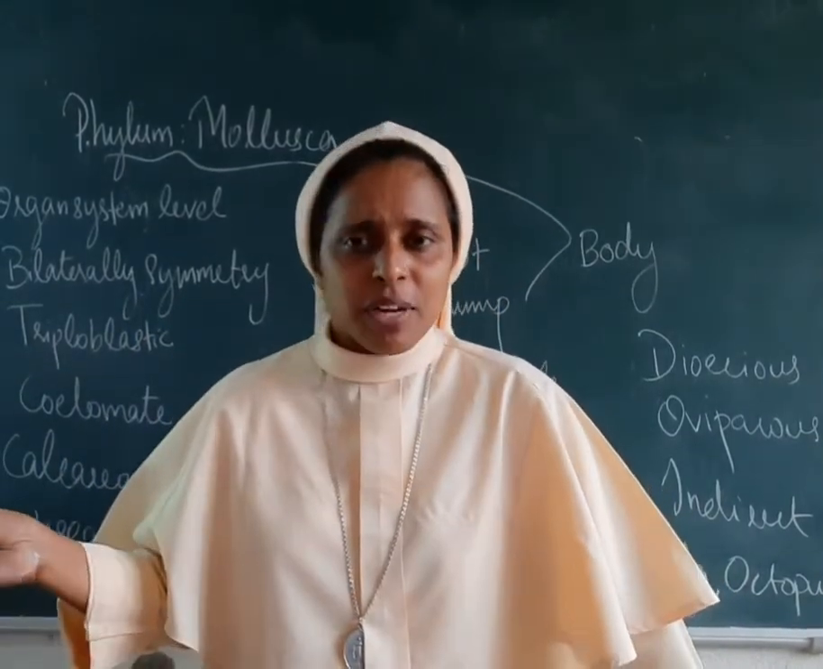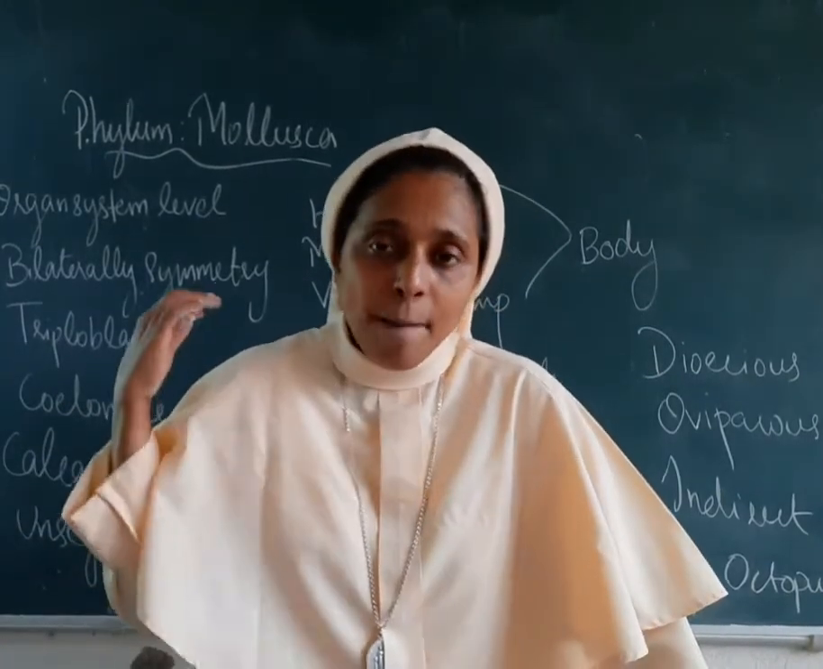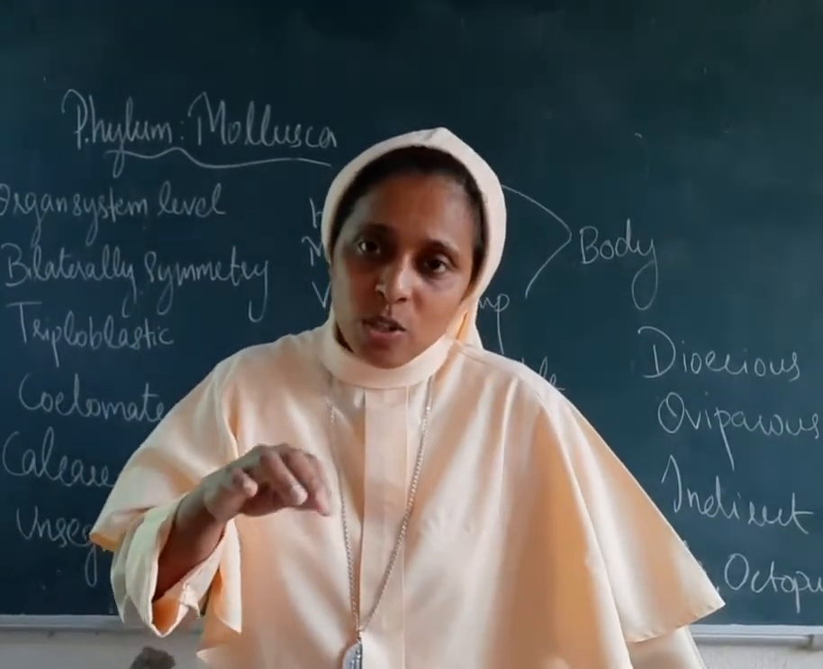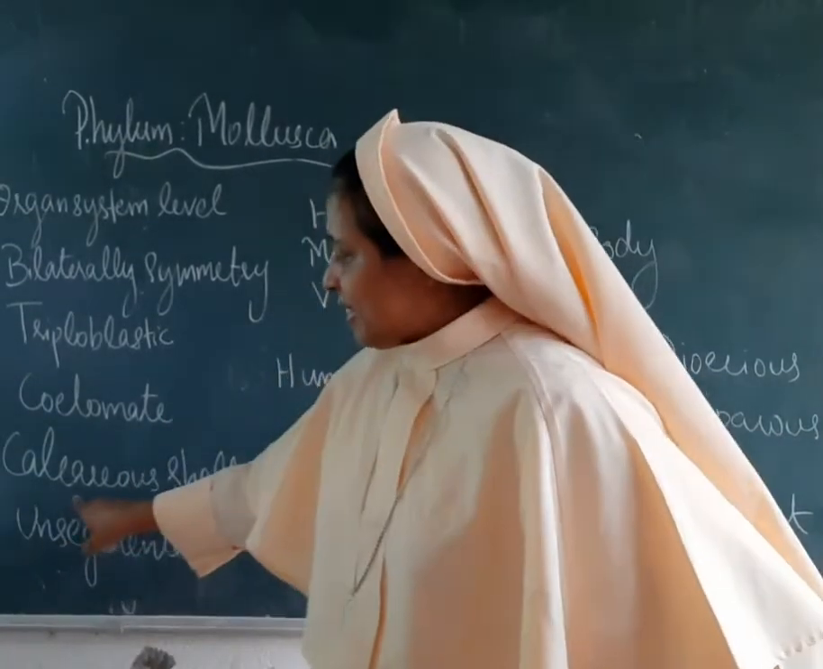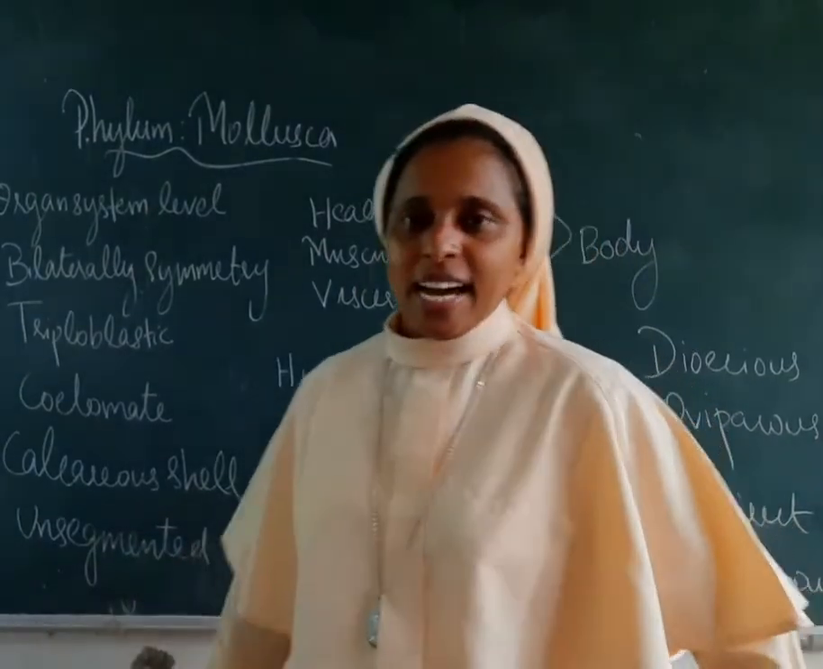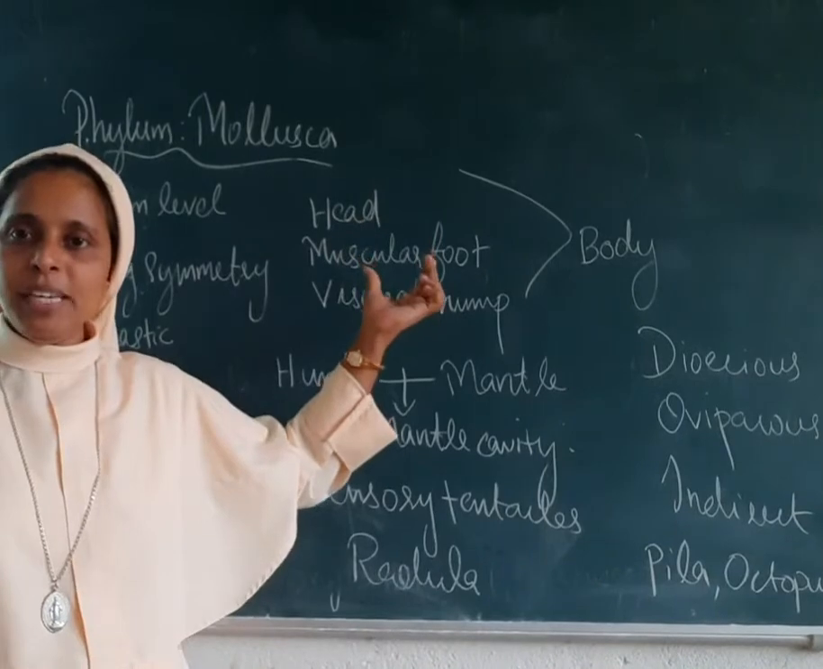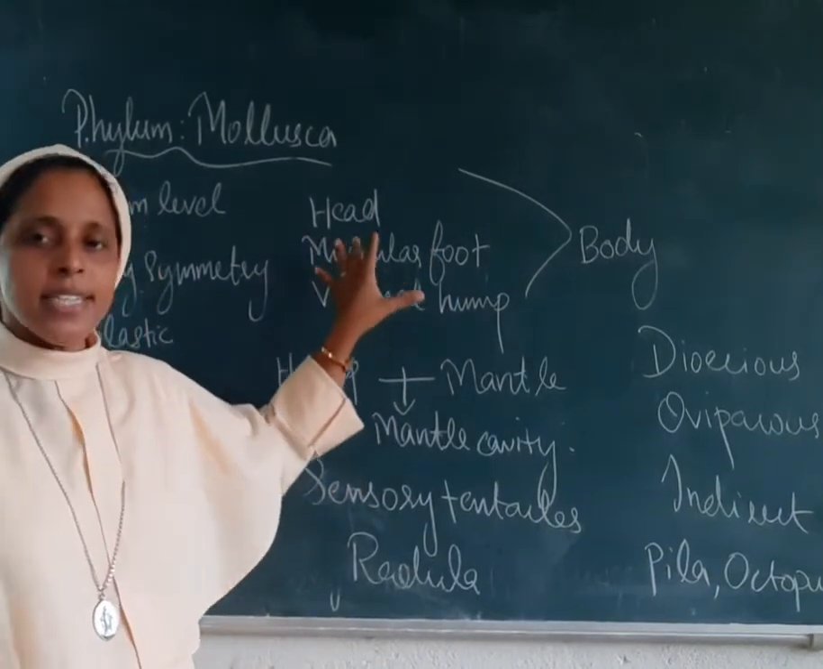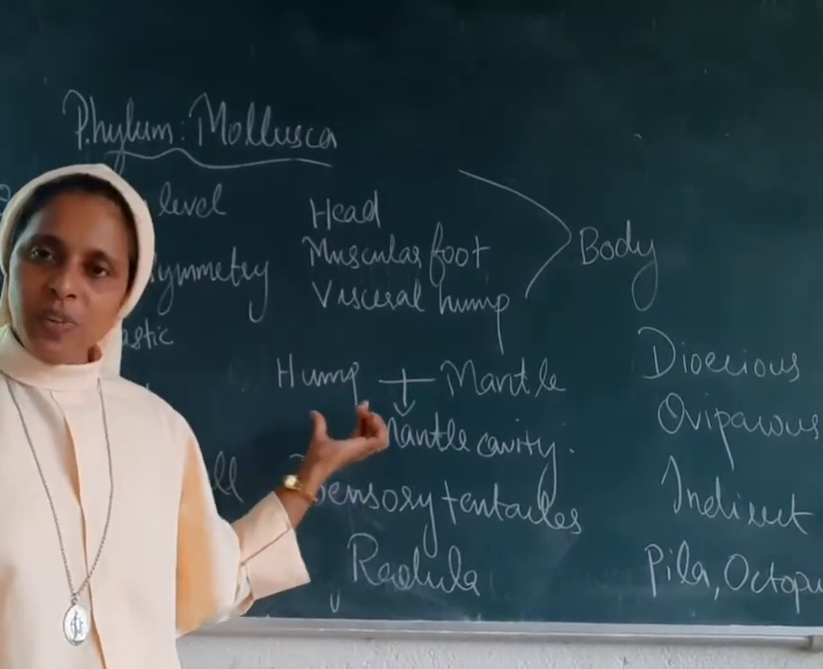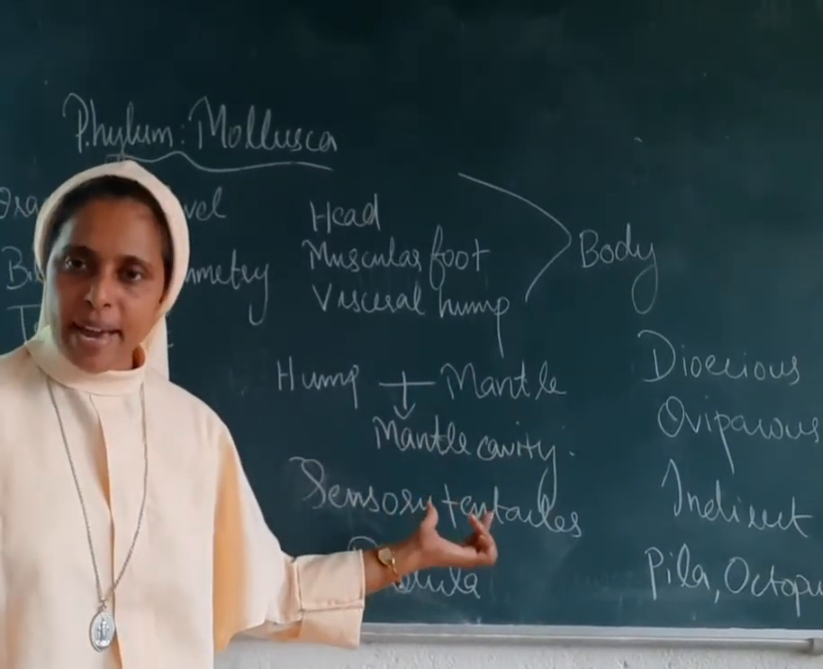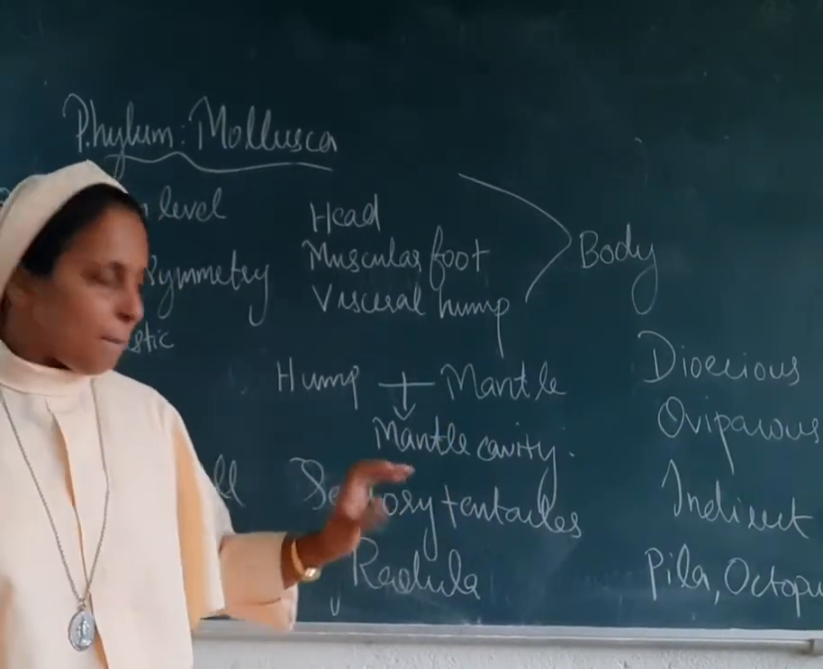Lots of snails you can find in your surroundings, and if you just watch, you can see the visceral hump, the muscular foot, and with the help of the muscular foot and the sensory tentacles, how they move from one place to another place. Then we have learned that the body is unsegmented. The body is divided into three distinct regions: head, muscular foot, and visceral hump. And the space between the hump and the mantle is termed as mantle cavity.